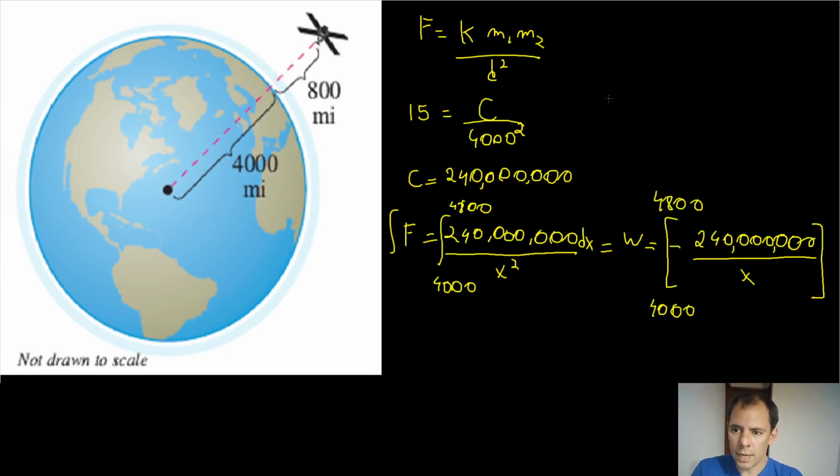Now when you do that, I'm going to come over here now. It'll be minus 50,000 plus 60,000, which equals 10,000. 10,000 what?